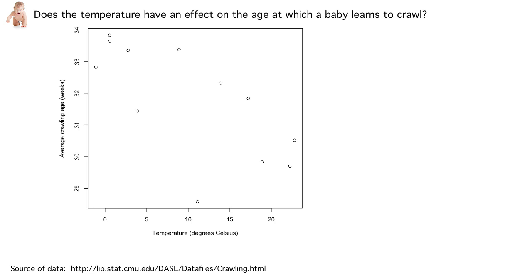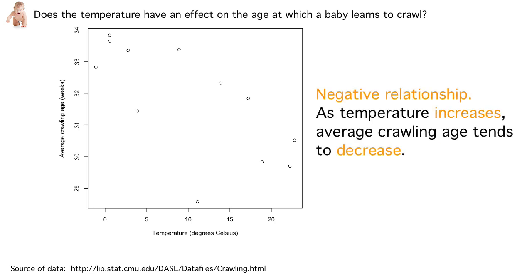Our scatter plot includes a point for each of the 12 months of the year. On the horizontal, or x-axis, is the average temperature for the month when the babies were 6 months old, which is a typical age when babies first try to crawl. And on the vertical, or y-axis, we have the average age, measured in weeks, for when the babies could competently crawl. The plot shows a negative relationship. Babies born in warmer months, so higher temperatures, crawled on average at younger ages, perhaps because they tended to be bundled in less restrictive clothing.